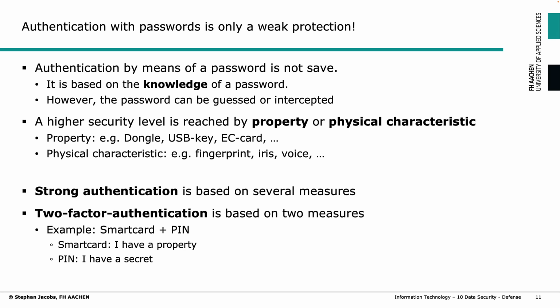An example could be to have a smart card, an EC card, plus a PIN, a personal identification number. The smart card is a physical object, which means you have a property. The PIN is a secret. So if you know the PIN and if you have the smart card, then you're authenticated, and this would be a typical two-factor authentication.